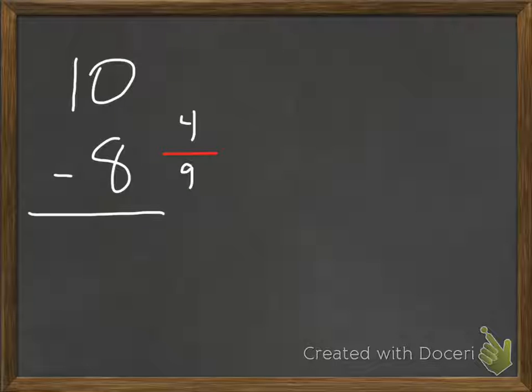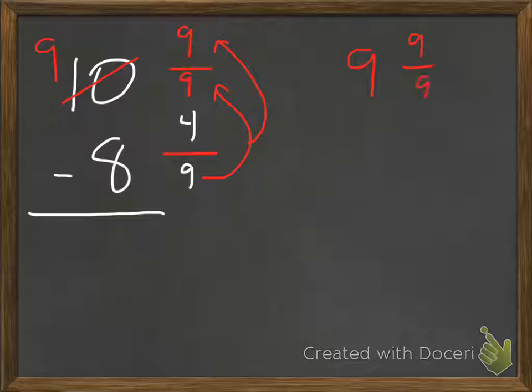So here we have 10 minus 8 and 4/9. We're going to rename the 10 to a 9. And then our new fraction is going to be 9/9, because again, we're taking this denominator and putting it up there for our new fraction. So your problem is 9 and 9/9 minus 8 and 4/9. 9 minus 4 is 5. Denominator stays the same. 9 minus 8 is 1. 1 and 5/9 would be your answer.